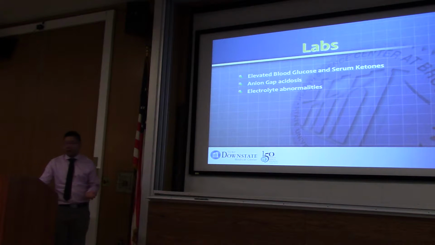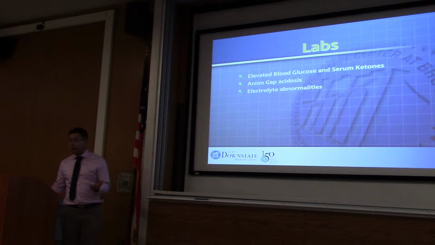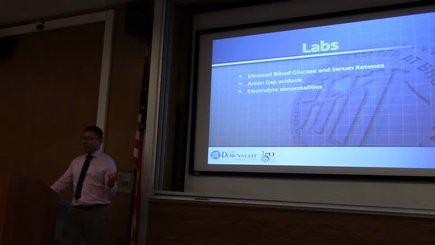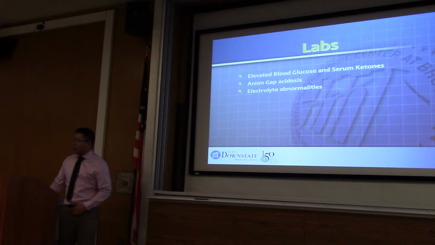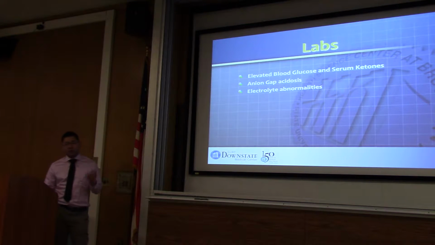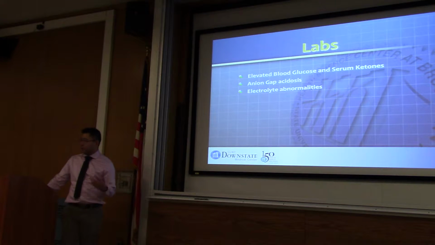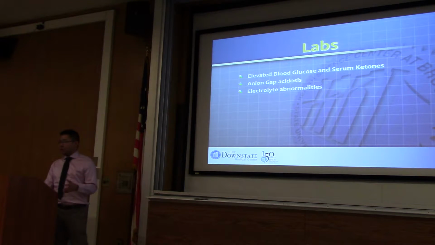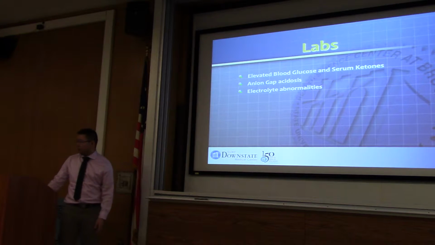In terms of blood work, the first thing you usually see is the elevated blood sugar from the finger stick. But further investigation will reveal serum ketones. Sometimes you also see urine ketones, if you send the urine. But the most important thing is the anion gap acidosis, as well as the different electrolyte abnormalities. The most common one and the most important one is probably the potassium, the hypokalemia.